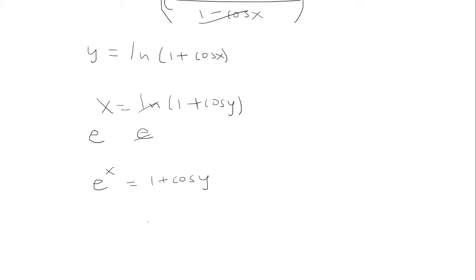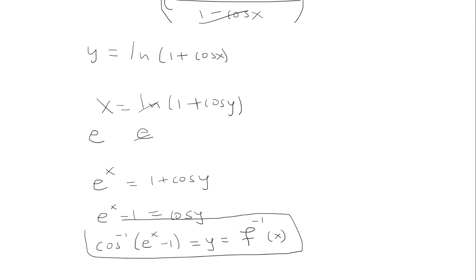I'm going to subtract 1 on both sides. And then I'm going to take the inverse cosine. So it's going to be inverse cosine of e to the x minus 1 is going to be y, which is really the inverse of f. Okay, so if you start off with f of x equals 2 ln sine of x minus ln of 1 minus cosine of x, the inverse is inverse cosine of e to the x minus 1.